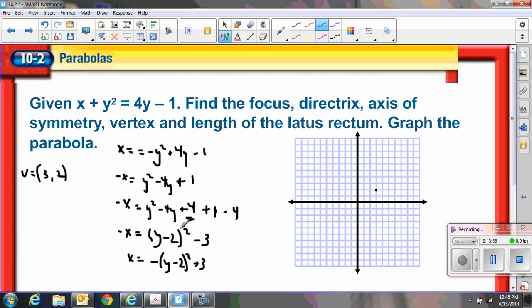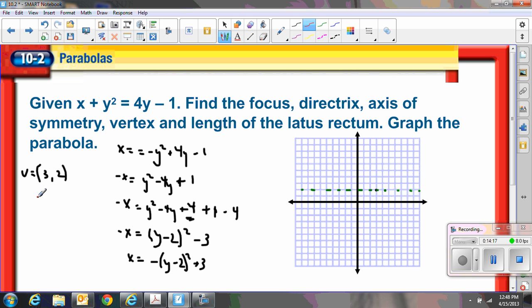But keep in mind this is now in terms of y. So the axis of symmetry, instead of running this way, is now actually going to run this way. Because if your parabola is in terms of y, this means you have a horizontal parabola, which means it opens left and right. All right, let's locate our focus and our directrix now.